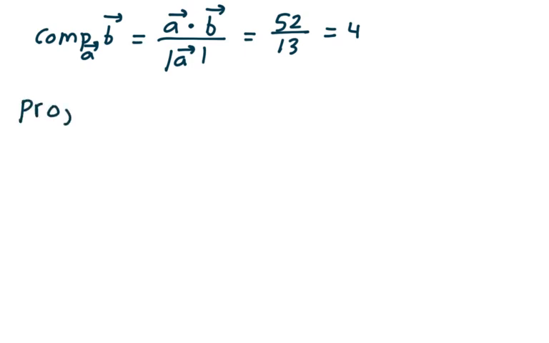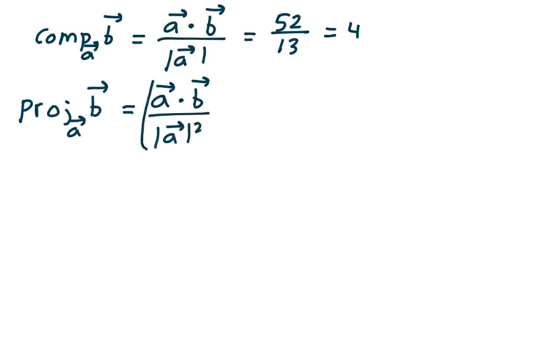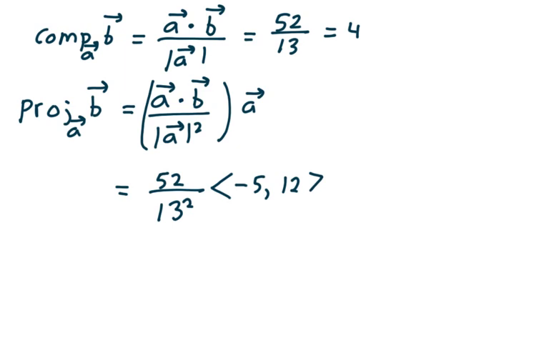And then if I want the vector projection of B onto A, well, I did that hard work too. And so this is the dot product of A and B divided by the magnitude of A squared, right? And then I'm going to take that scalar times A. Well, this is 52 divided by 13 squared times the vector -5, 12. Okay. Now, we can write this as 4 over 13 times -5, 12.